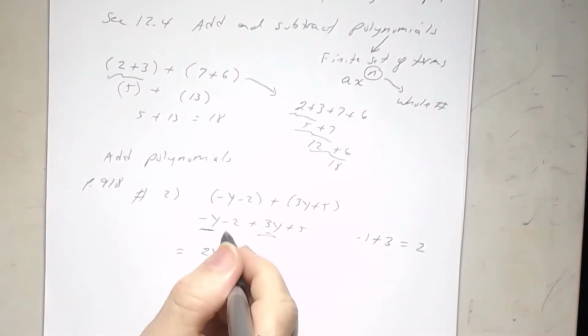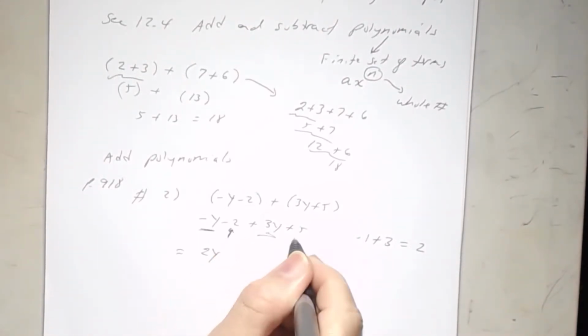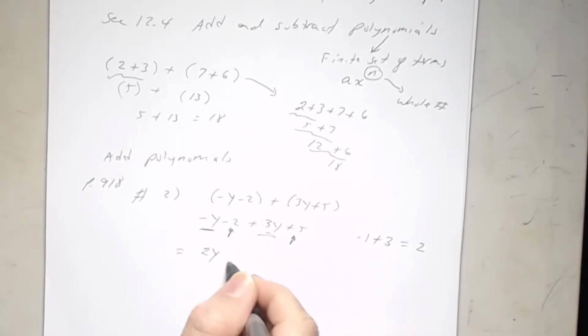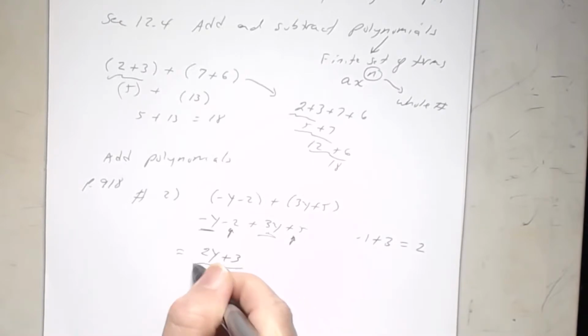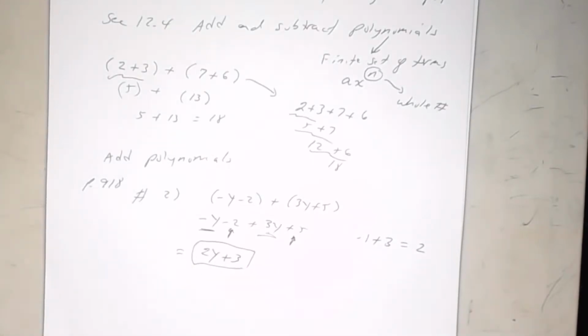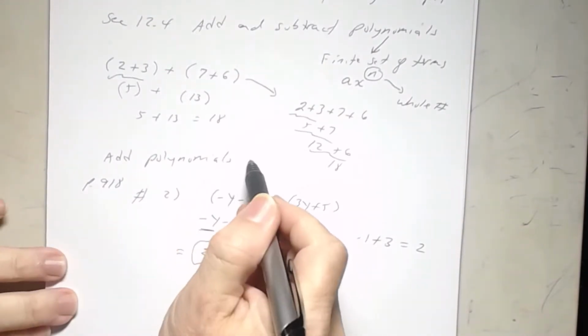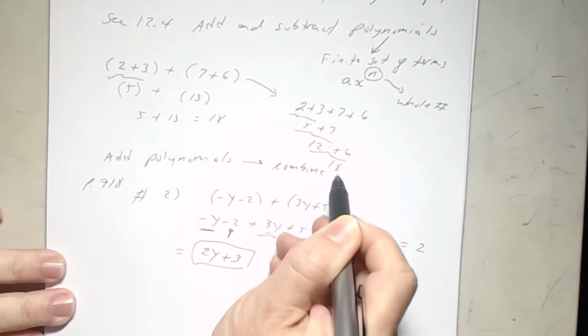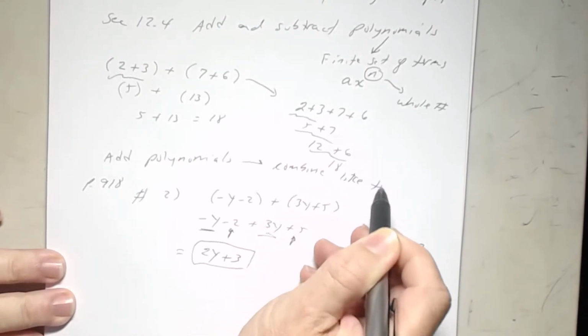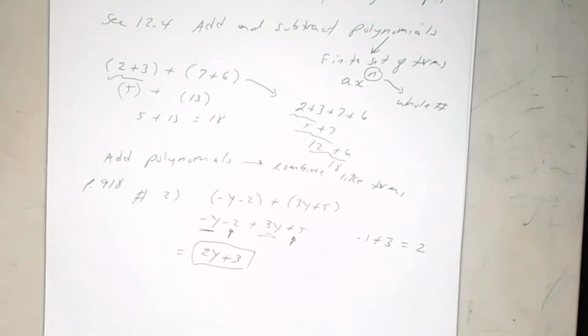So that means that the constant is always written last. Okay. So let's talk about the constants now. What's a negative 2 and a positive 5? Don't say 3, say what? Positive 3. So this is your answer, 2y plus 3. All right, so that's number 2. And that's what adding polynomials is about. So to add polynomials, you just combine like terms. That's all you're doing. Combine like terms. And combining like terms goes back to section 12.3 that I asked you to look at.